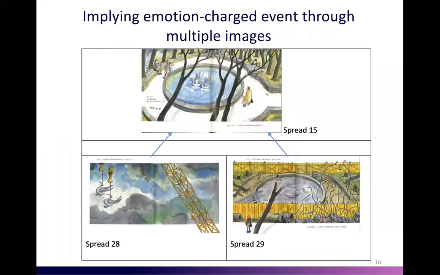Similarly, on this slide, we can see another way of doing this. It draws on non-adjacent images to represent an emotionally charged event taking place in the complicating stage of a story. In this case, the images on spreads 28 and 29 try to insinuate an event, where the two protagonists accidentally lose each other's telephone numbers after their first date, and therefore cannot see each other again.